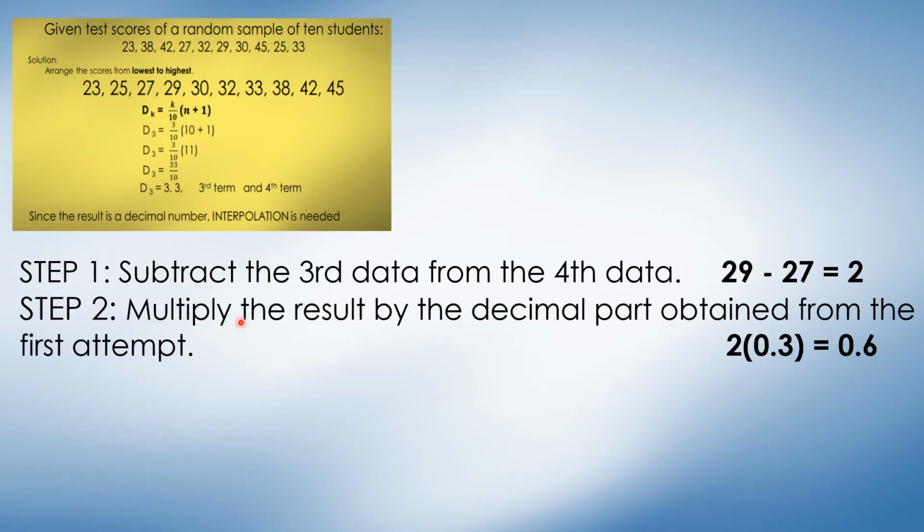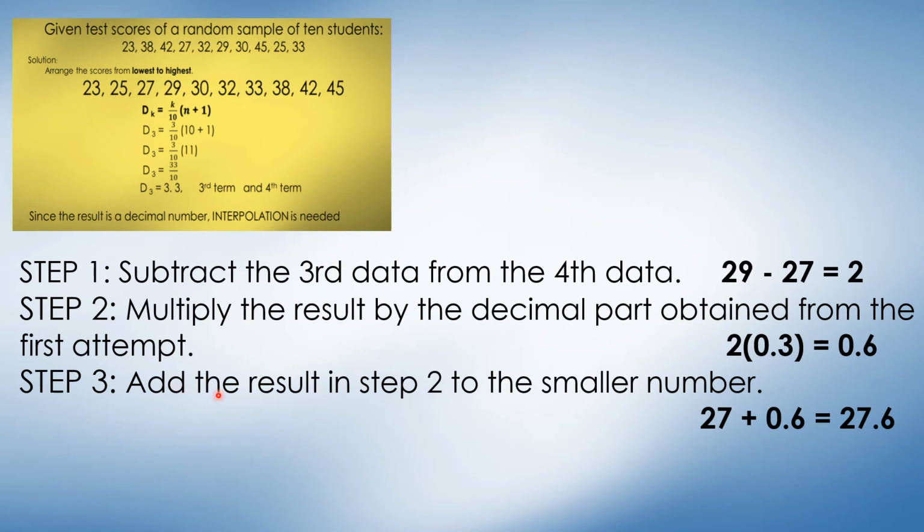Step 2 is to multiply the result by the decimal part obtained from the first attempt. So we have here the result in step 1, which is 2. So we have 2 multiplied by 0.3. I got 3.3 in our first attempt, so the decimal part here is 0.3. So 2 multiplied by 0.3 is equal to 0.6.